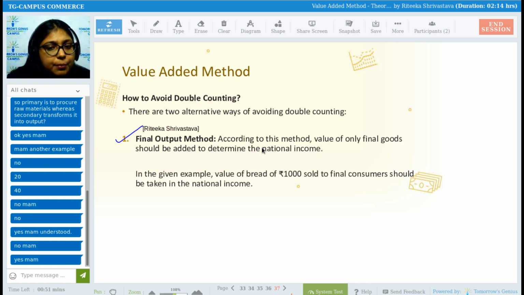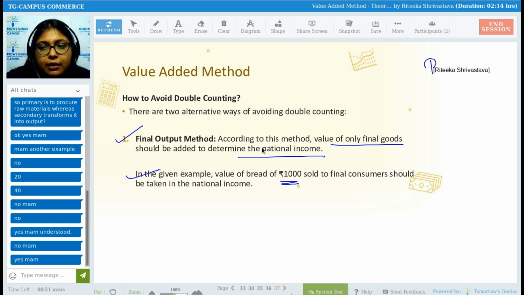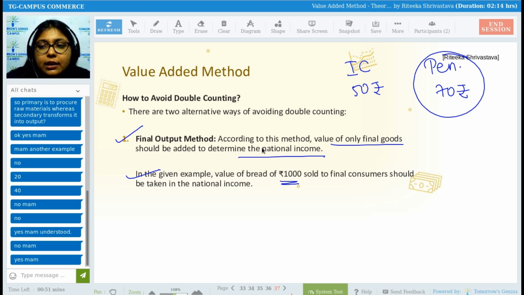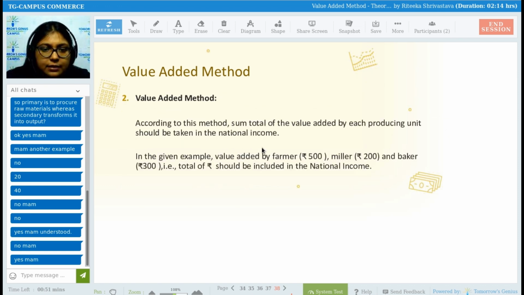First, by using the final output method. According to this method, the value of only final goods should be added to determine the national income. Like in the given example, the value of bread, 1000 rupees, sold to the final consumer should be taken in the national income. If the pens are sold in the market for 70 rupees and the intermediate consumption or raw materials needed for producing that pen was 50 rupees, then while computing national income you should only take 70 rupees. This is called the final output method.